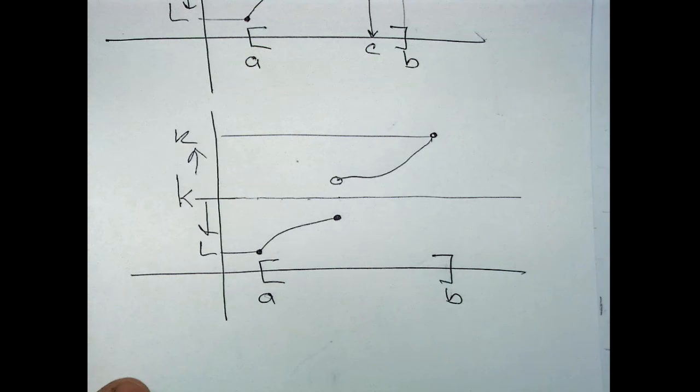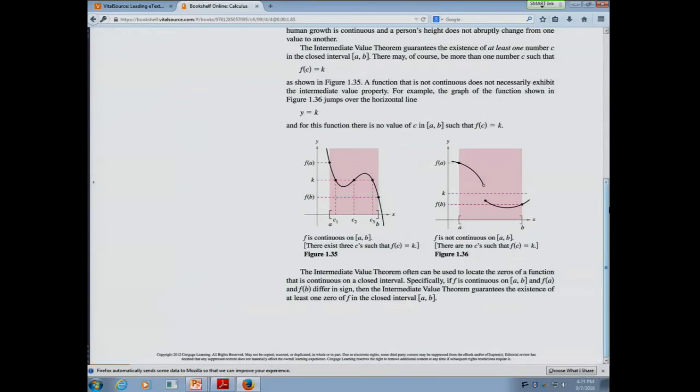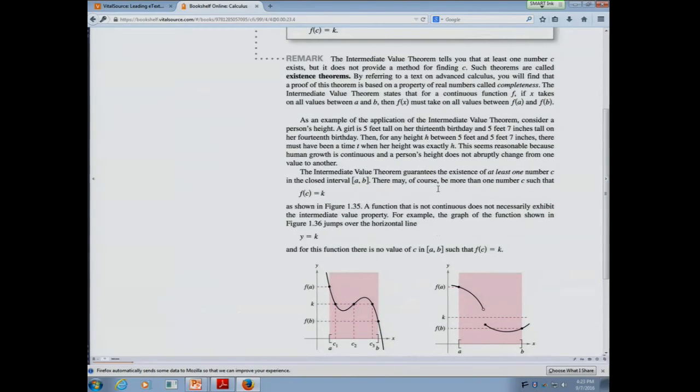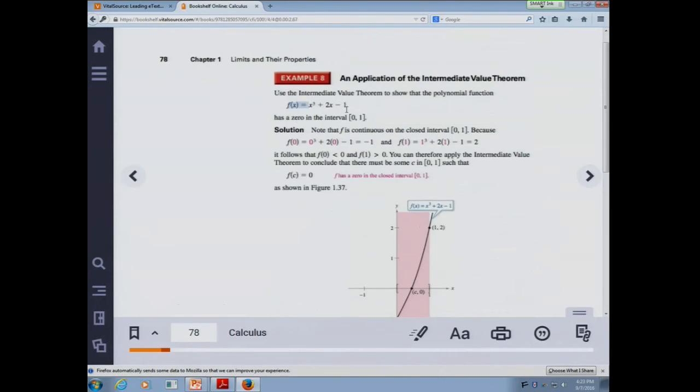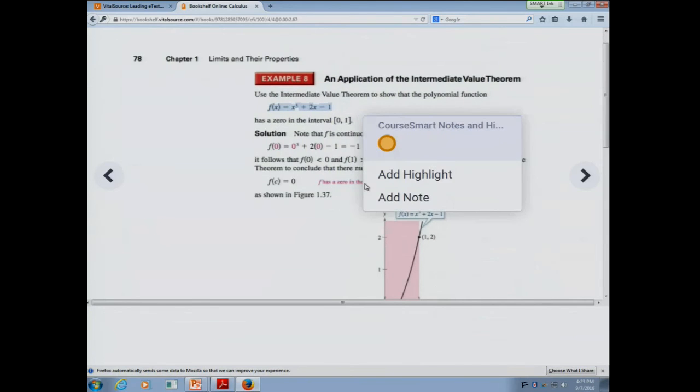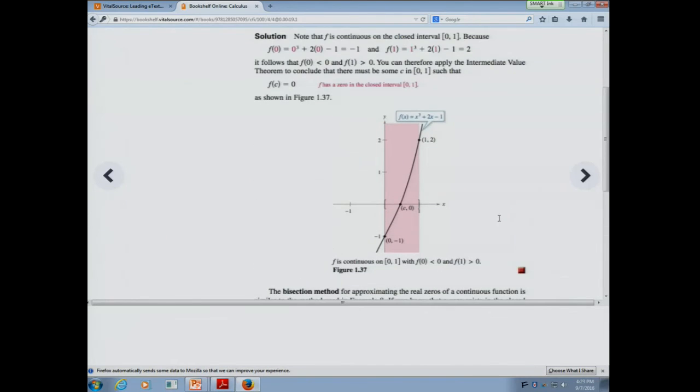Now, where could we use the intermediate value theorem? Where's a good place to use it? Well, a good place to use it might be right here. We have an example. A good example is finding zeros of a polynomial. So I'm going to give you a polynomial function, and we're going to prove that there must be a zero somewhere between two x values. So f of x equals x cubed plus 2x minus 1. Let's try that, and we'll finish with that.